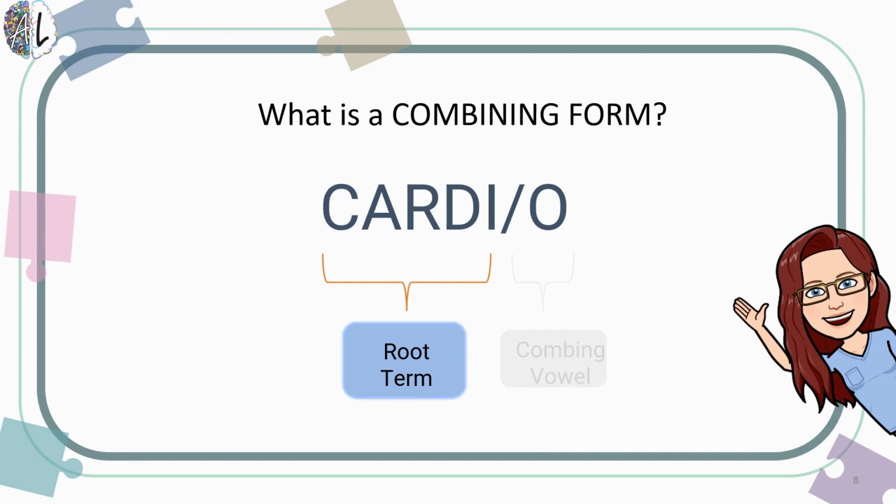So when you look for a root term on your word list, you often see that backslash and an O, and that O can be any vowel, but it's most commonly that backslash, that O. So that is how on your word list we are going to identify a combining form. The part before the backslash is referred to officially as the root term portion of that combining form.